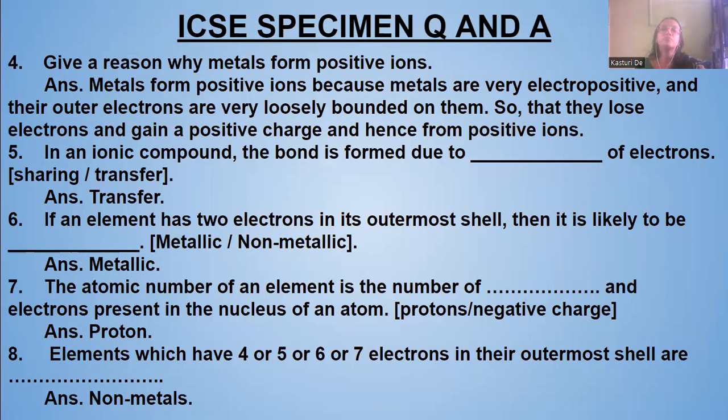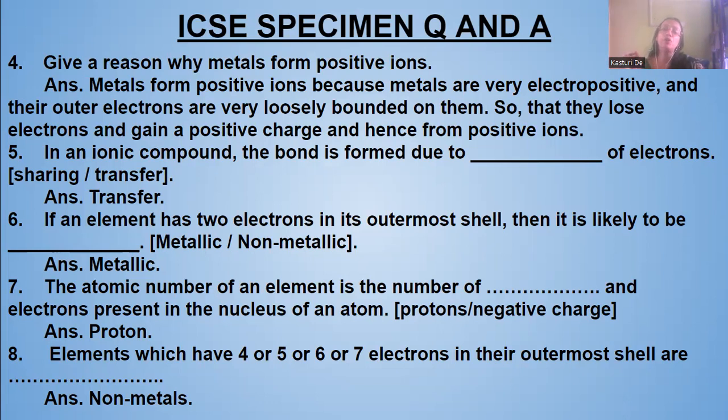Now, in an ionic bond, the bond is formed due to dash of electrons. The bond which is formed is due to transfer of electrons, not sharing of electrons. Ionic bond is transferring of electrons. And if an element has 2 electrons in its outermost shell, then it is likely to be metallic and not non-metallic, because 1, 2, and 3 electrons means metals. And 4, 5, 6, and 7 electrons in the outermost shell means non-metals.